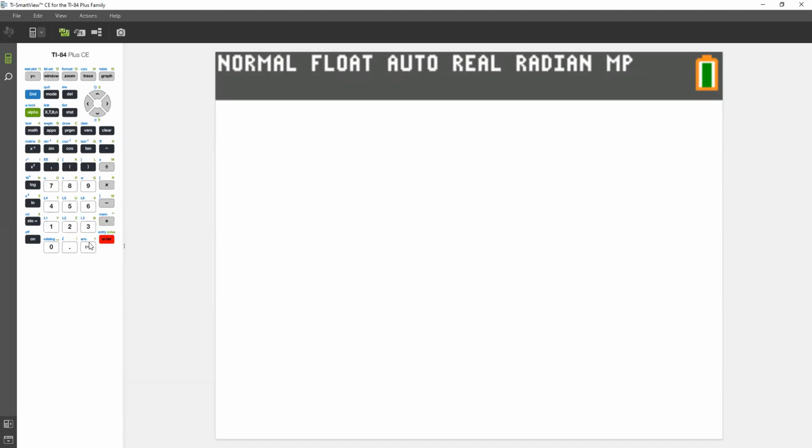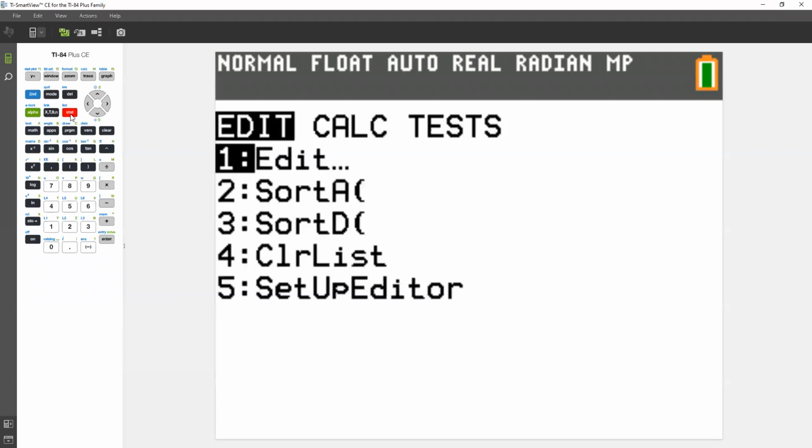First of all, to enter data, we are going to use the stat button. It's right next to the keypad. When we click the stat button, we want to type in edit. It's already on number 1, which is what we want, so just hit enter.